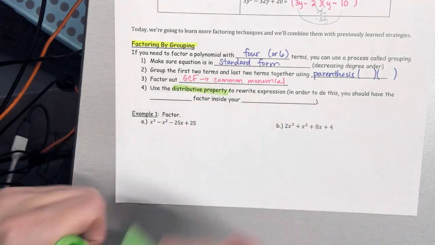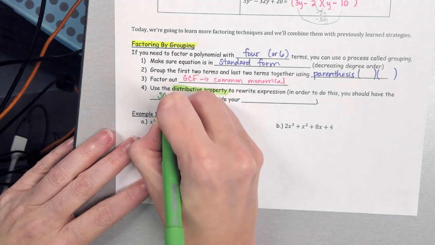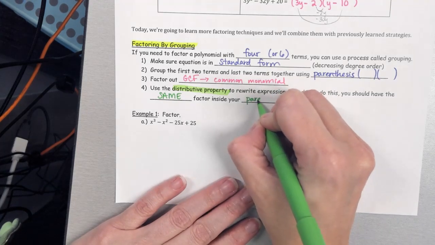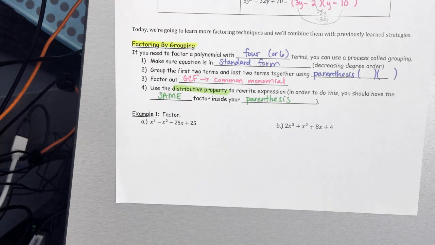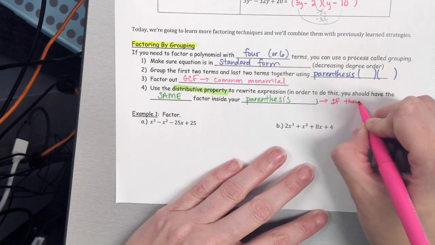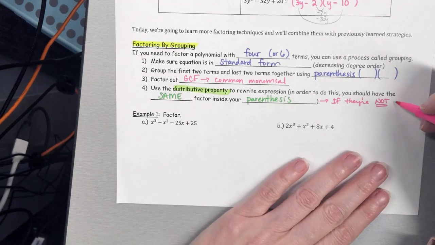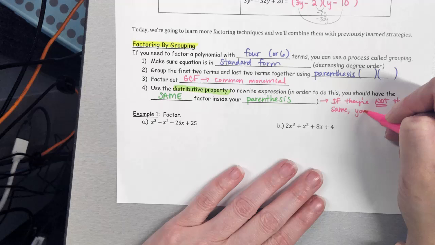Now, sometimes people can get a little confused at this step, so we're going to go over that when we get there. And you need to have the same factor inside your parentheses. Okay, if it's not the same, you cannot factor by grouping. Okay, then you can't use this technique.